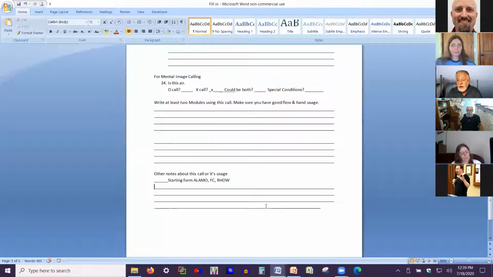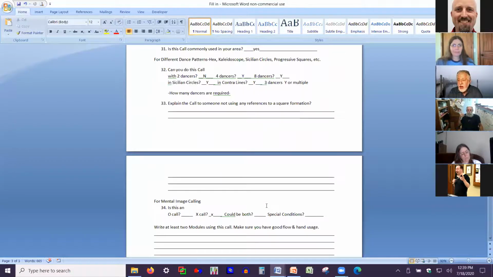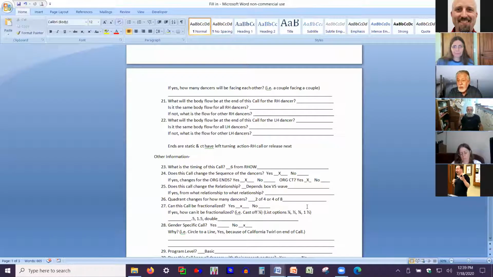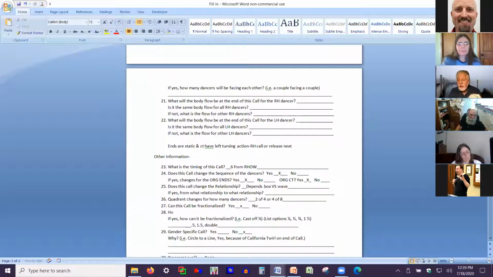I would put that near the, can it be fractionalized? Because those sort of go hand in hand. Yeah, parts and fractionalized would go hand in hand for sure.